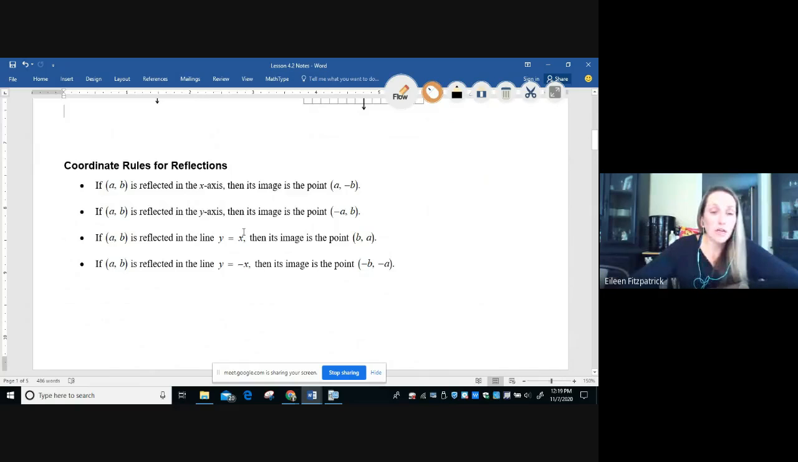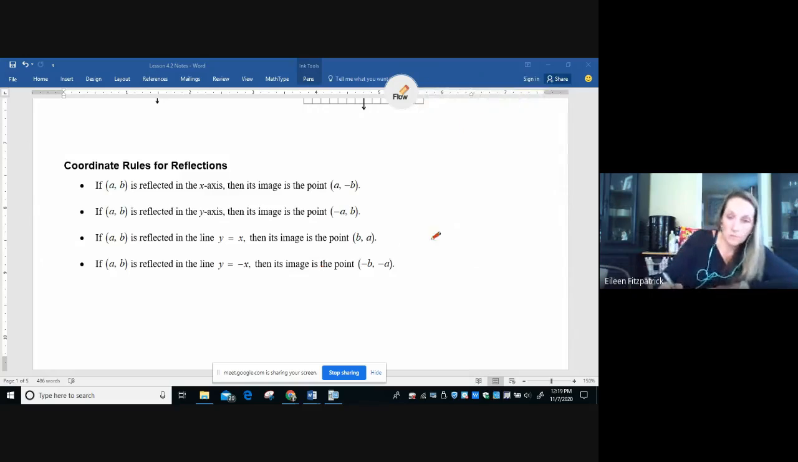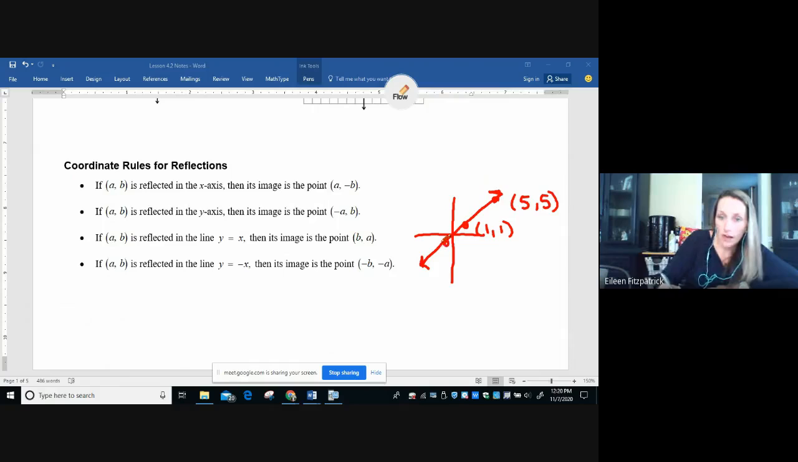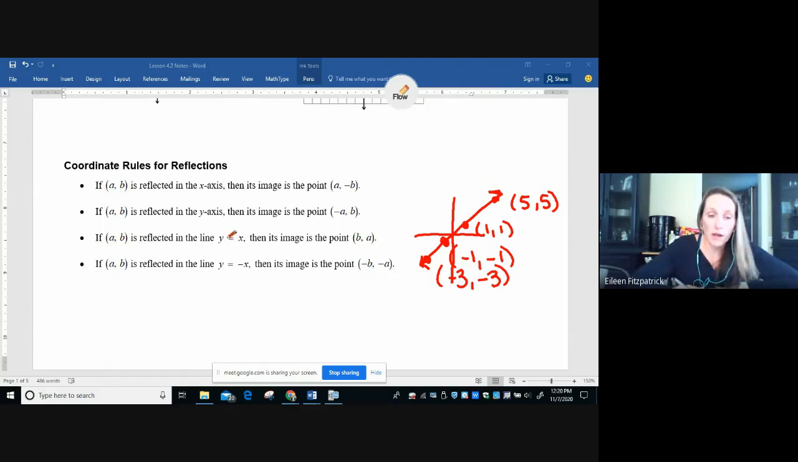When you reflect over the y equals x line, which just as a quick visual, if we had a coordinate plane, this would be the y equals x, because every point it goes through, such as (1, 1) or (5, 5), the x is equal to the y. Here I have like (-1, -1), (-3, -3). So the x and the y are equal to each other. So when you reflect over the line y equals x, the coordinate is just going to flip.